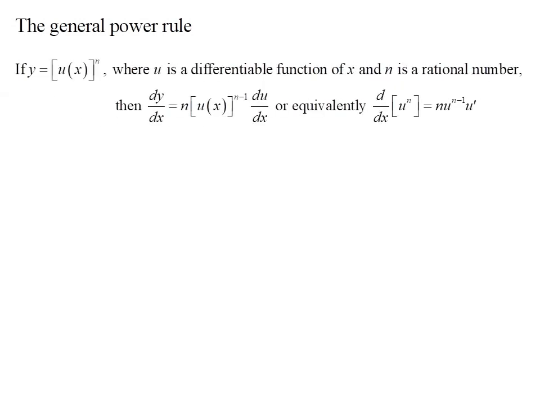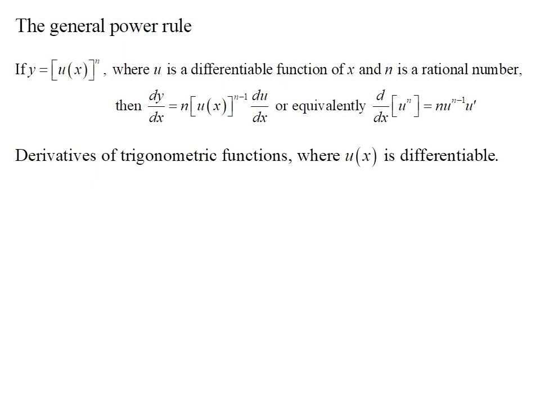Now let's talk about the general power rule for derivatives. Given that y equals u of x, in parentheses, to the nth, where u is a differentiable function of x and n is a rational number, according to the chain rule, dy by dx equals n times u of x, in parentheses, to the n minus 1, times du by dx.